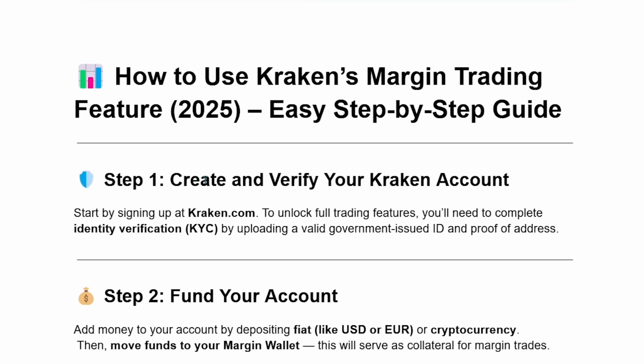Step 1. Create and verify your Kraken account. Start by signing up at kraken.com. To unlock full trading features, you'll need to complete identity verification or KYC by uploading a valid government-issued ID and proof of address.